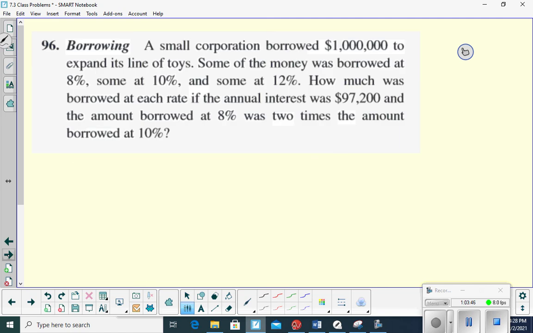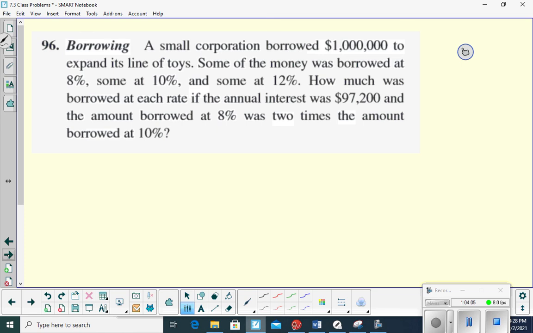Okay, two more and then we're done. Borrowing: a small corporation borrows $1 million to expand its line of toys. Some of the money was borrowed at 8%, 10%, and 12%. How much was borrowed at each rate if the annual interest was $97,200 and the amount borrowed at 8% was 2 times the amount borrowed at 10%?